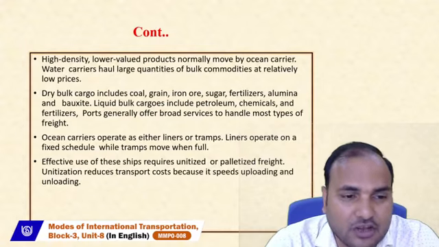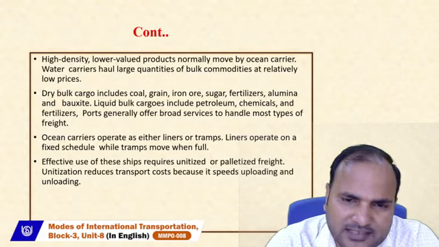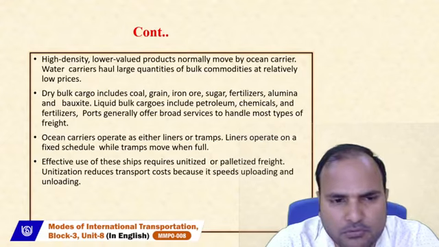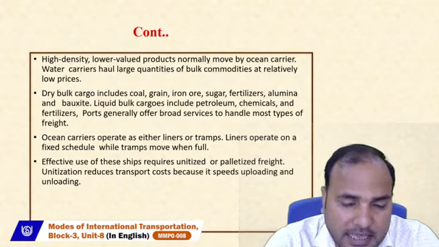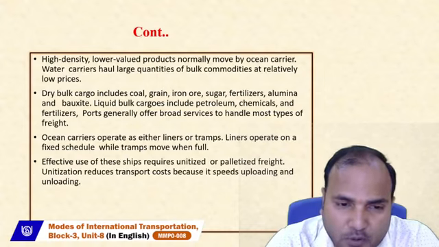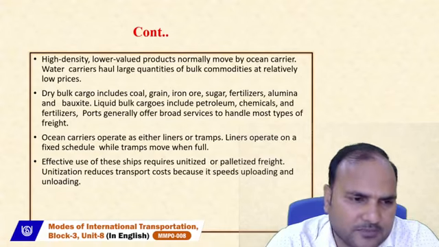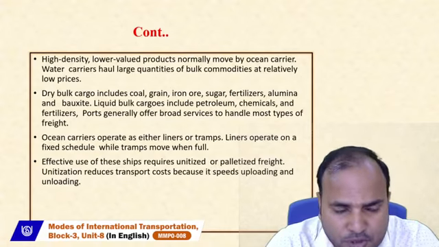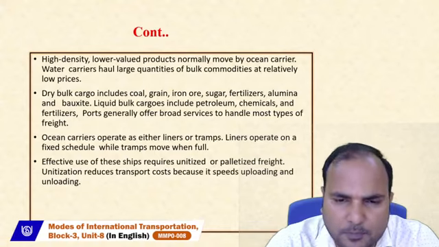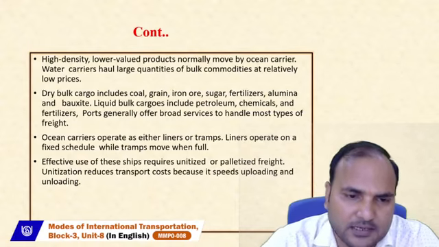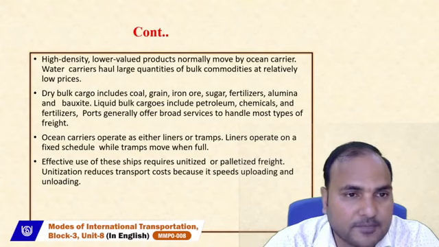Ocean carriers operate as either liners or tramps. Liners operate on a fixed schedule while tramps move when full. Effective use of these ships requires unitized or palletized freight. Unitization reduces transport cost because it speeds up loading and unloading. Loading and unloading become faster through this unitization process.